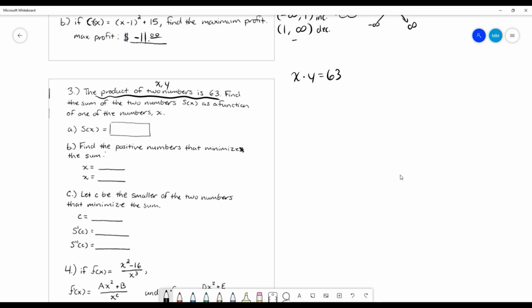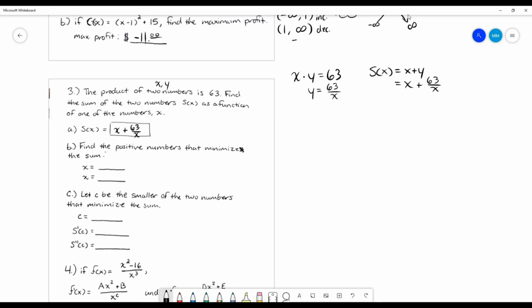The product of these two numbers is 63. Okay, now I want my function to be in terms of x, so I'm first going to figure out what y equals in terms of x. Y equals, well, 63 divided by x. Okay, well, if I want the sum of them, that's going to be whatever x plus y is, and I can now substitute this in for y, so it's x plus 63 divided by x is my sum. It's all that they want there.